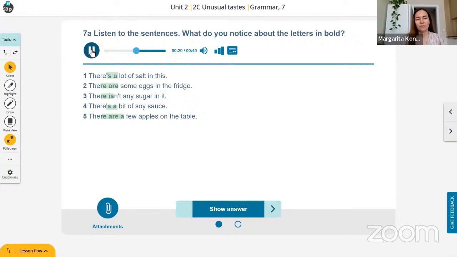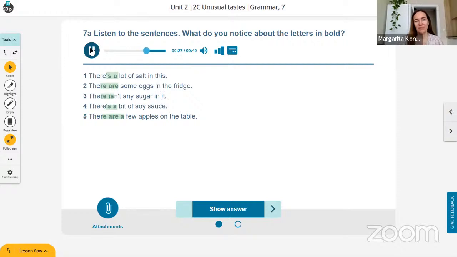Three. There isn't any sugar in it. There isn't any sugar in it. Sugar in it. Не бойтесь Sugar in эту «р» произносить, да, вот в этих случаях. There isn't any sugar in it. There isn't any sugar in it. Super good. Yes, this was good.